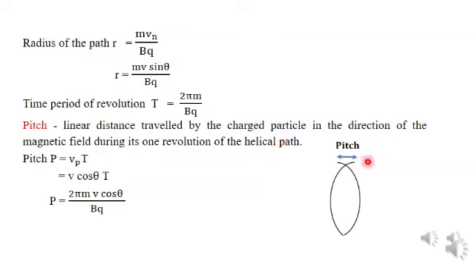The distance moved by the charged particle along the magnetic field during one rotation or revolution in the helix is called pitch. Pitch P is the product of parallel component of velocity and the time taken for one complete revolution, which is time period of revolution. Since Vp equals v cos theta, P equals v cos theta into T. After substituting the expression of T, P equals 2 pi m v cos theta divided by bq.